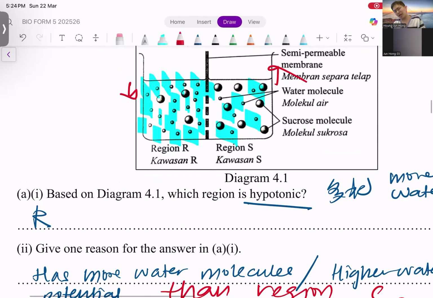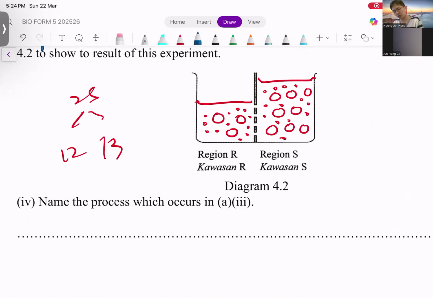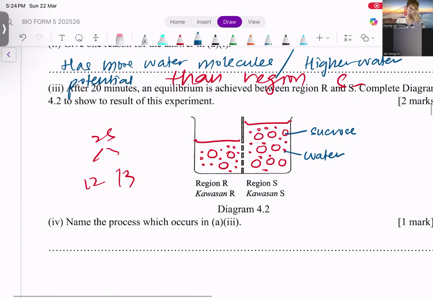There is a lot of them, but yeah, sure. So 12 and 13. And finally, do not forget to label. This is sucrose, and this is water. Okay, that's it. Again, you can pause the video if you need to see clearly or copy.